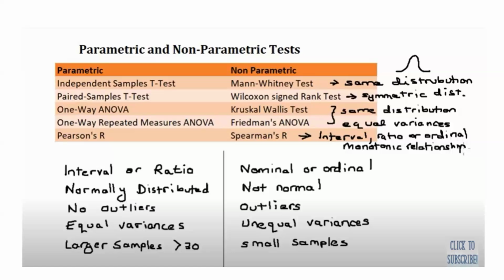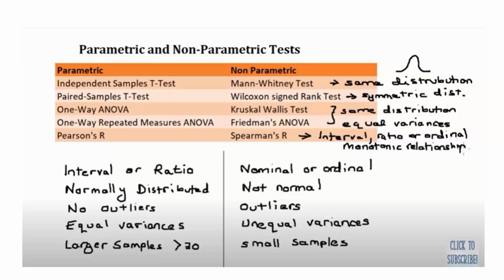So we can use non-parametric tests even if we have scale data, when data are not normally distributed, when you have outliers in your data, when you have variances which are not equal, when you have a small sample, less than 30 participants. So even though you have scale data, but data are not normal, you have outliers, variances are not equal, and you have a small sample, then you can go ahead and use non-parametric tests.